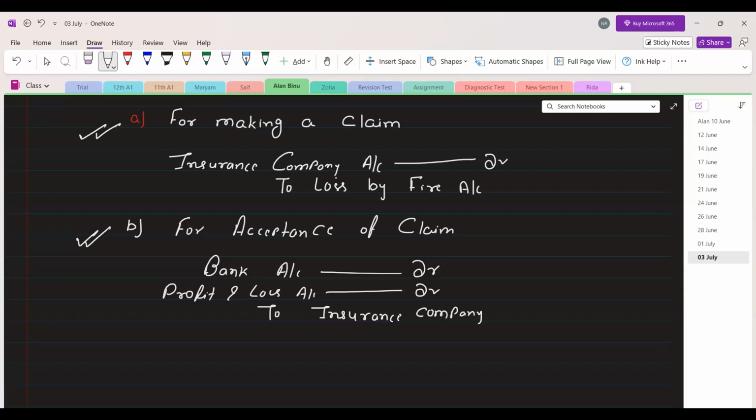If they accept the full amount, then there will be no loss. But if they accept only half of it or some part of it, then it will be bank account debit, profit and loss account debit to insurance company. Sir, if they accept the full amount, what's the journal entry? Bank account debit to insurance company. What if they accept only half? Then bank account debit, profit and loss account debit to insurance company.